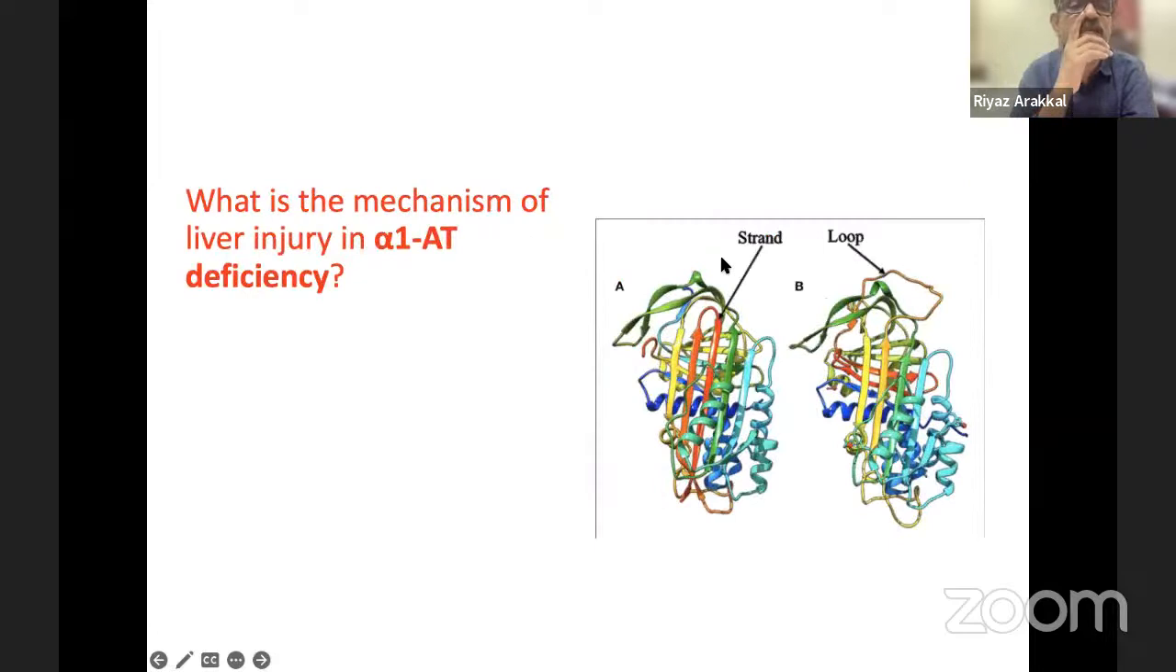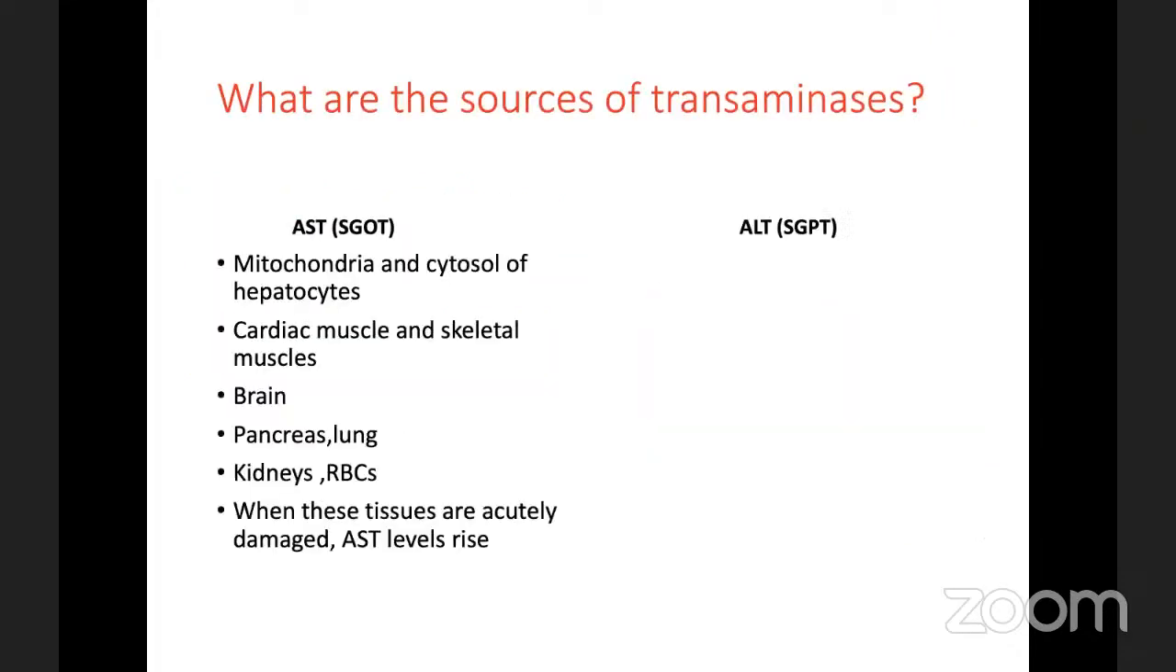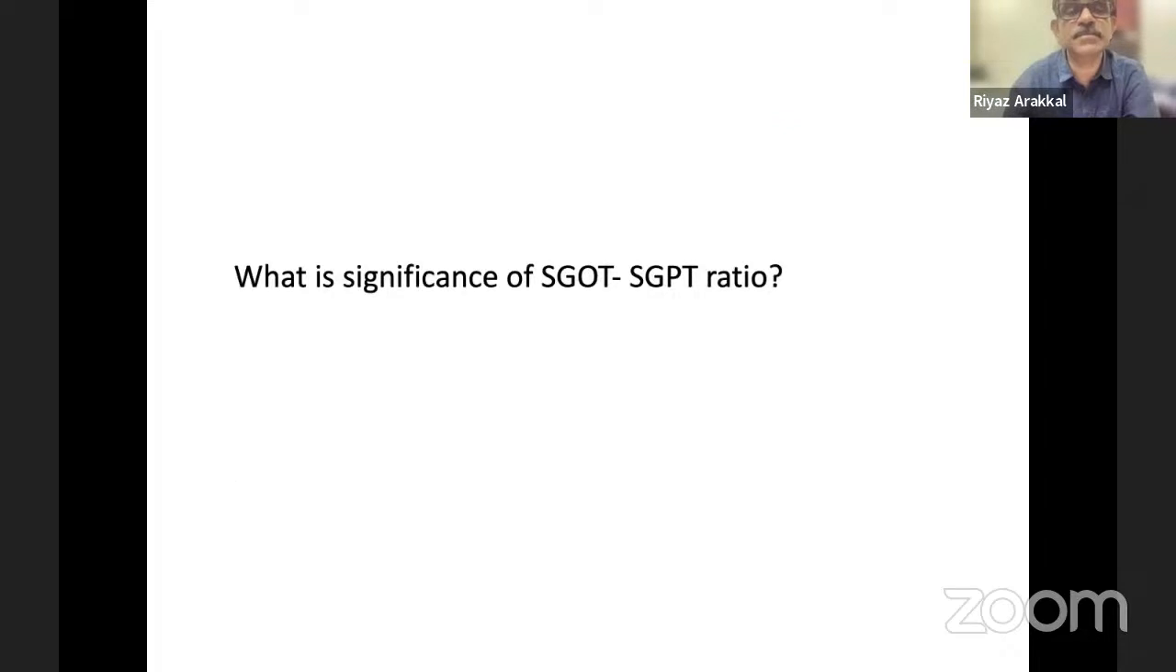What is the mechanism of liver injury in alpha-1 antitrypsin deficiency? It's a tricky question. It is the abnormal alpha-1 antitrypsin. It can get trapped in the hepatocytes and in turn damage the hepatocytes. Absolutely, very good answer. The abnormal alpha-1 antitrypsin is trapped within hepatocytes and cannot be transferred out of them. That subsequently results in damage to the liver, resulting in cirrhosis. I think we'll skip some of the slides.